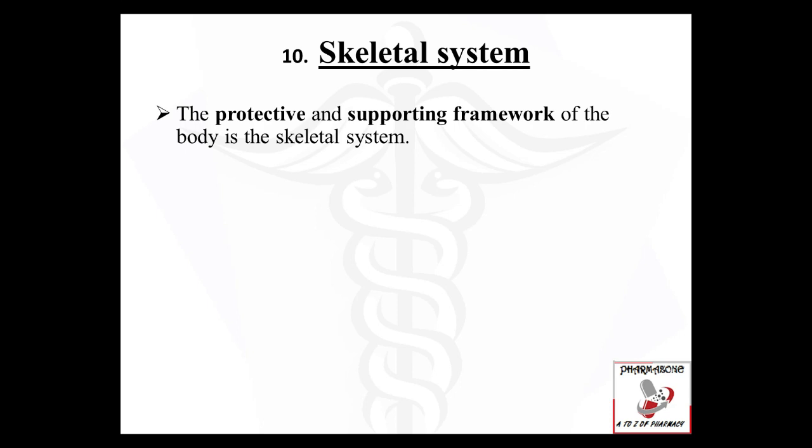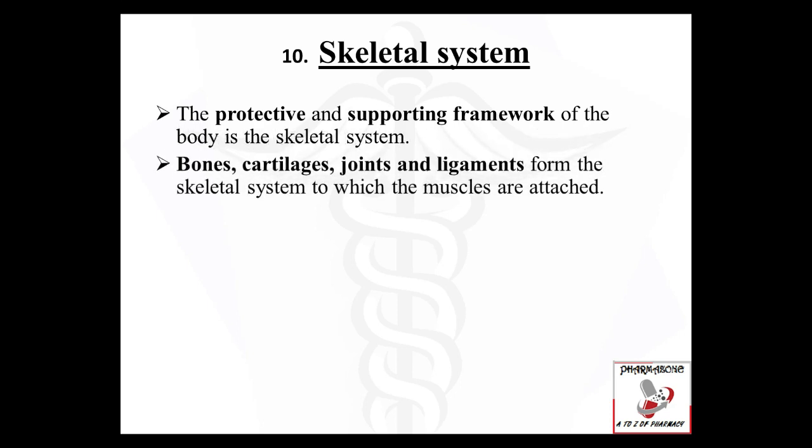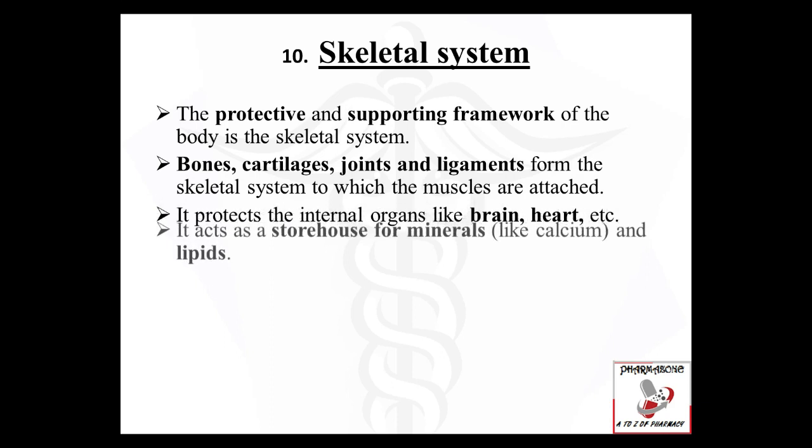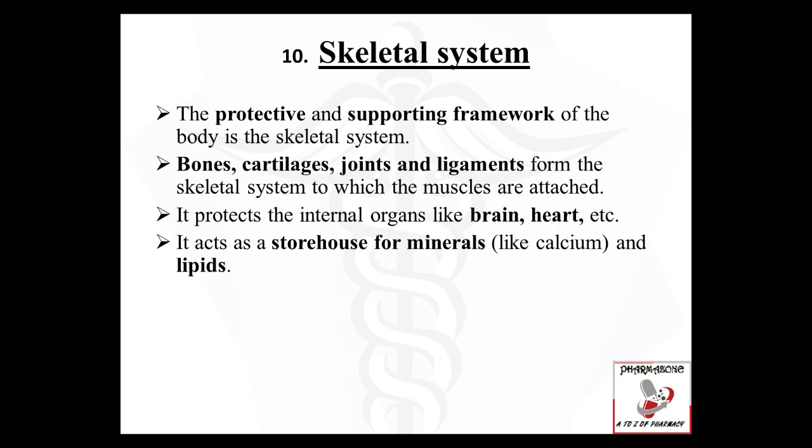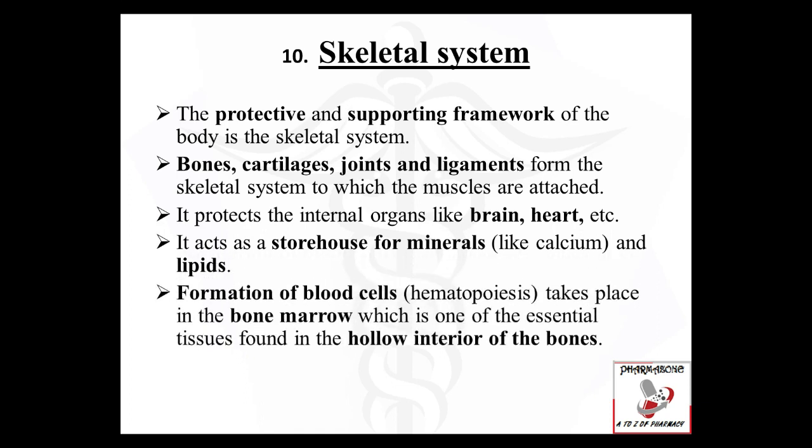The 10th organ system is the skeletal system. The protective and supporting framework of the body is the skeletal system. Bones, cartilages, joints, and ligaments form the skeletal system to which the muscles are attached. It protects the internal organs like brain, heart, etc. It acts as a storehouse for minerals like calcium and lipids. Formation of blood cells, that is hematopoiesis, takes place in the bone marrow, which is one of the essential tissues found in the hollow interior of the bones.